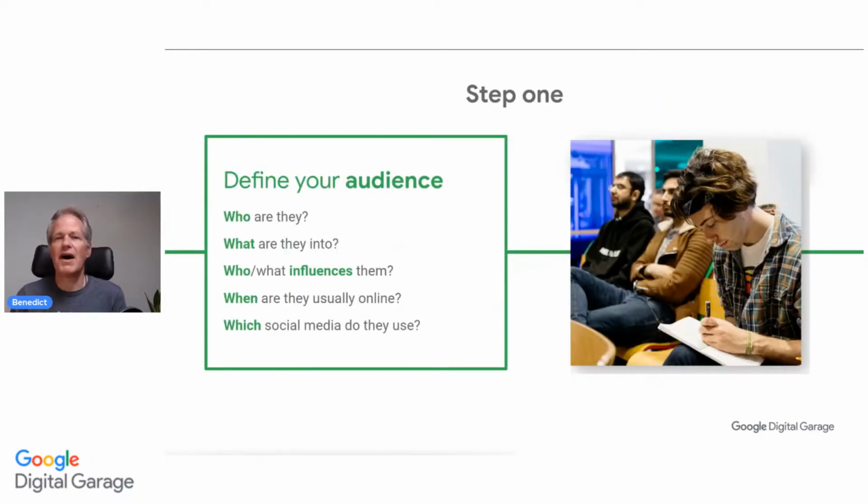So step 1, define your audience. Who are they? What are they into? Who or what influences them? And when are they usually online? What sort of time are they usually online? And then also, which social media do they use?